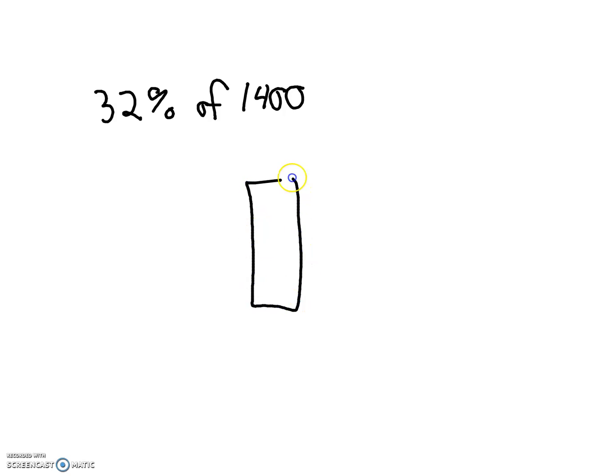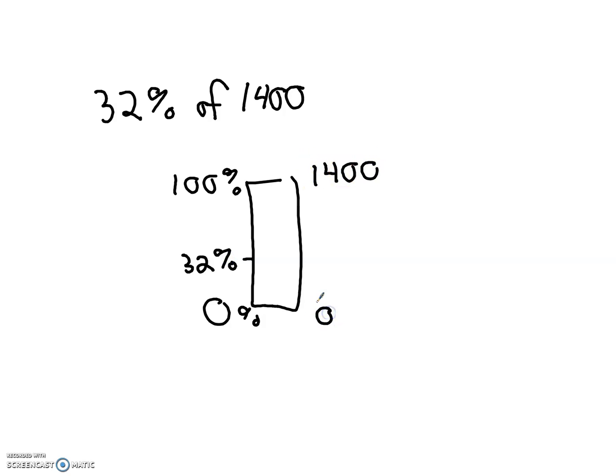So we'll make a little diagram here. Let's go 0% to 100%. And 32% would be right about here. So out of 1,400 people, here's 0 down.